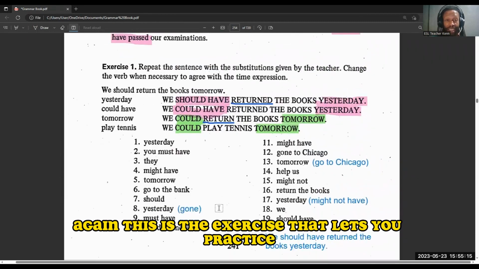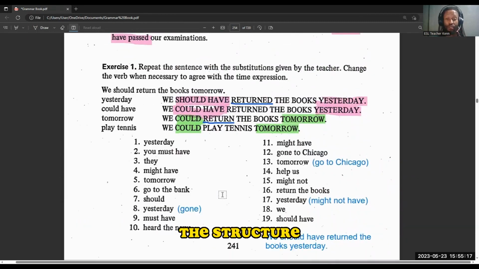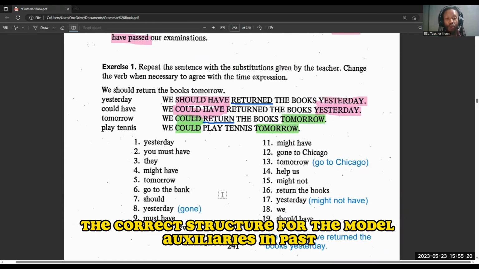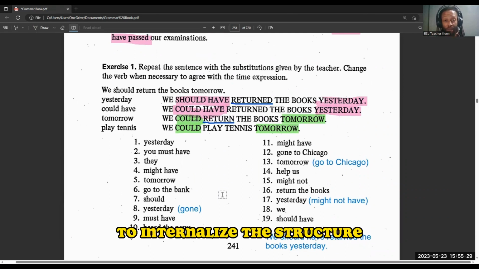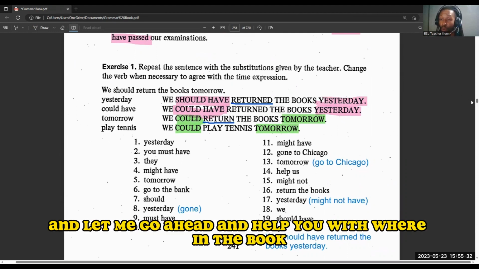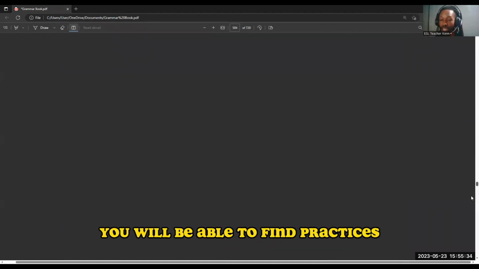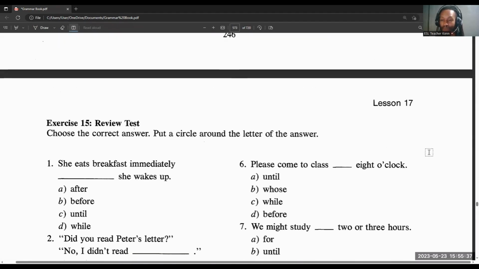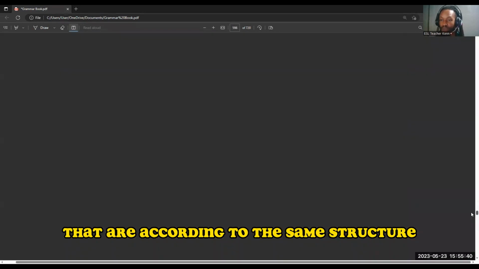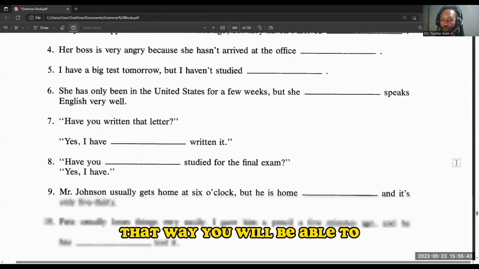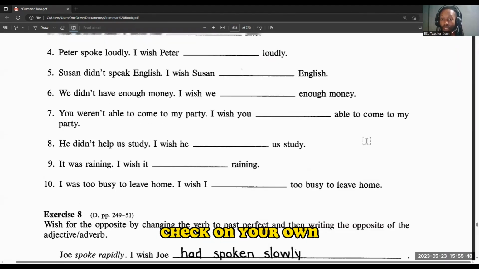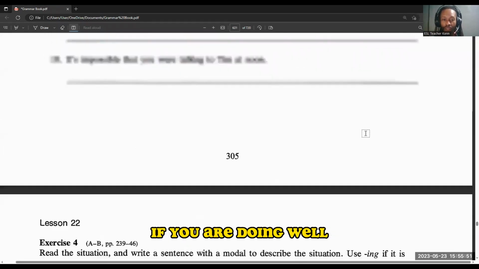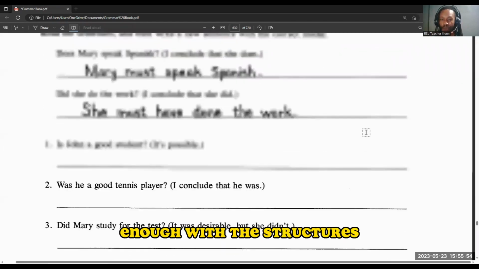Again, this is the exercise that lets you practice the correct structure for the modal auxiliaries in past. You can use it as many times as you'd like to internalize the structure. And let me help you with where in the book you will be able to find practices according to the same structure. That way you will be able to check on your own if you are doing well enough with the structures.